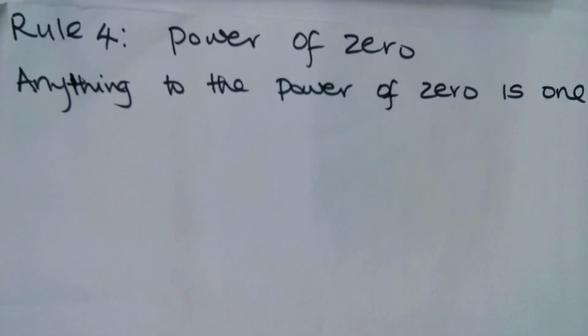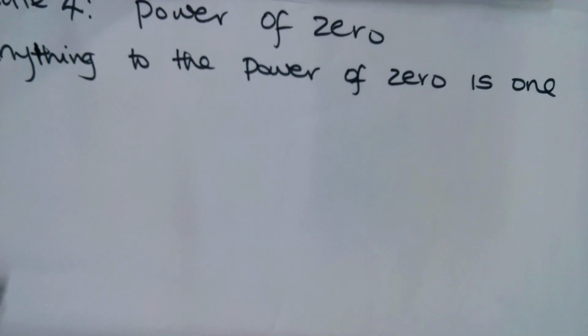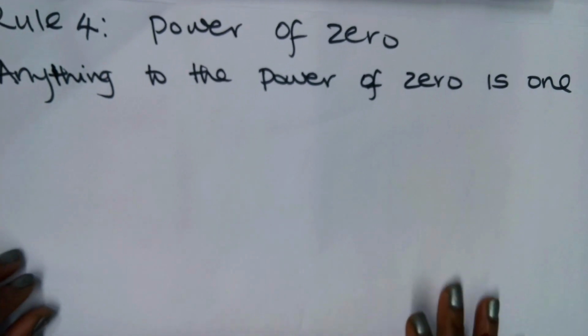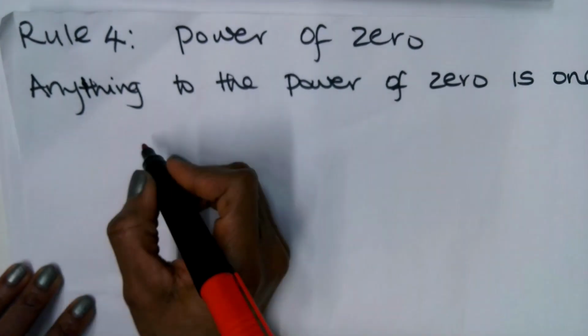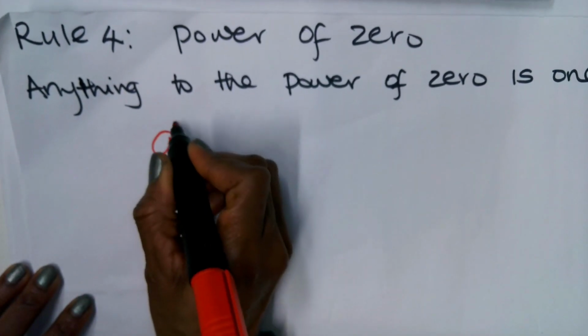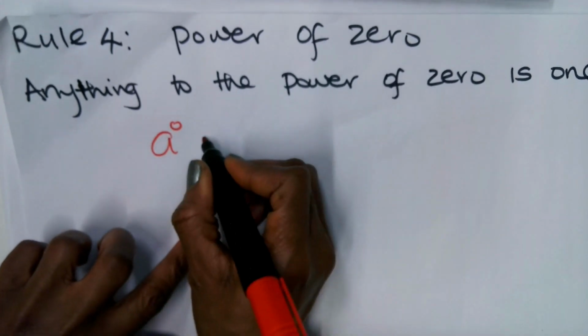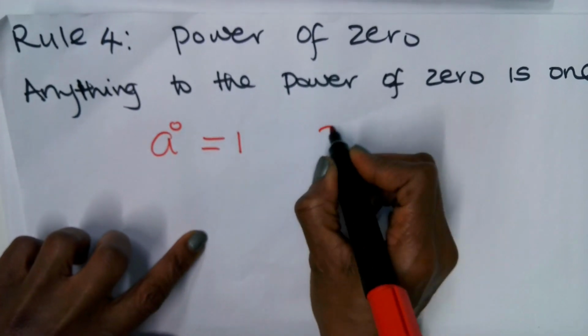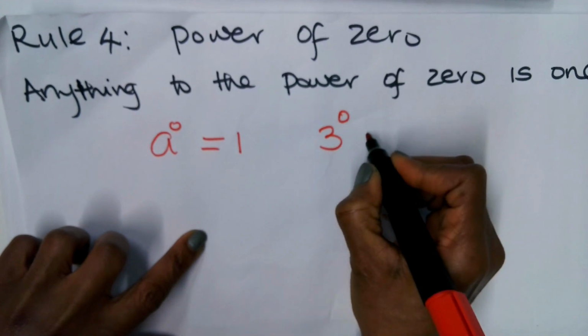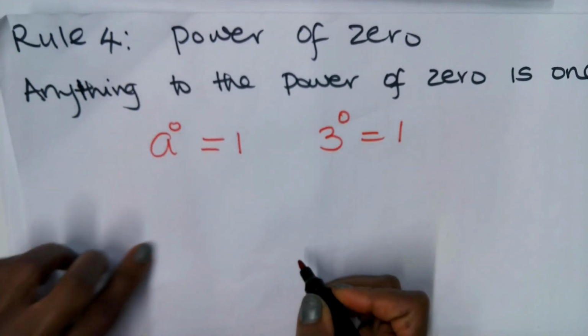Okay, now we look at rule number 4, power of 0. So it says that anything to the power of 0 is 1. So we're going to look at some examples. We've got a raised to the power of 0 is equal to 1. 3 raised to the power of 0 is equal to 1.